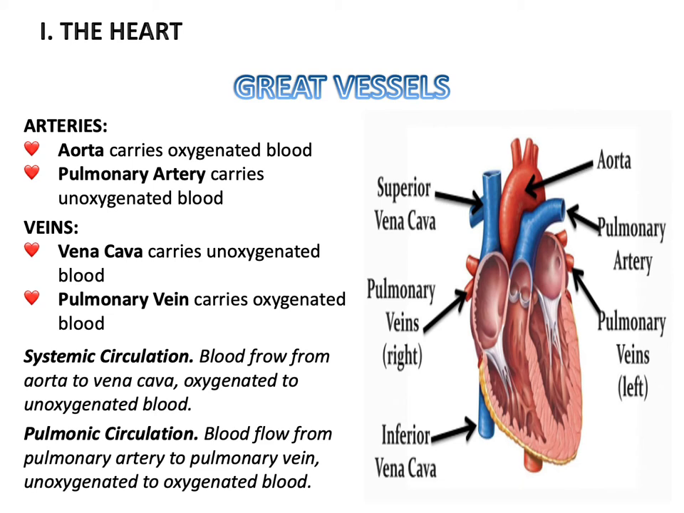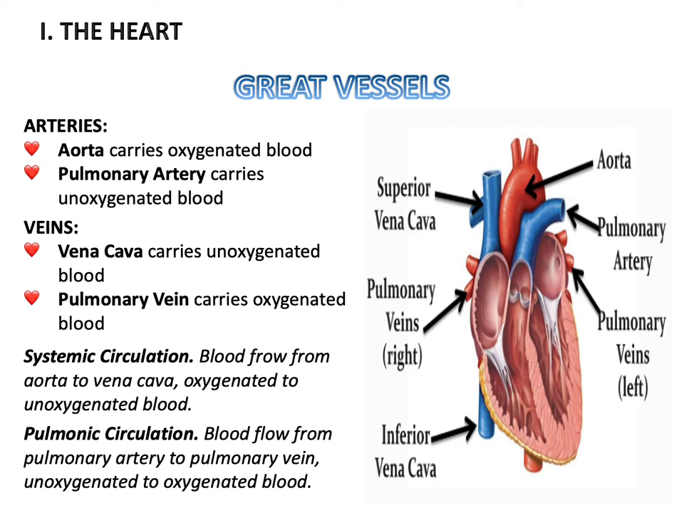Yung pulmonary artery naman carries unoxygenated blood, connecting the right ventricle to the pulmonic circulation, which means yung dugong dala naman niya ay dinadala niya papuntang lungs. Both arteries are connected to the ventricles. So again, si aorta na nakakonect yan sa left ventricle at si pulmonary artery naman nakakonect sa right ventricle.